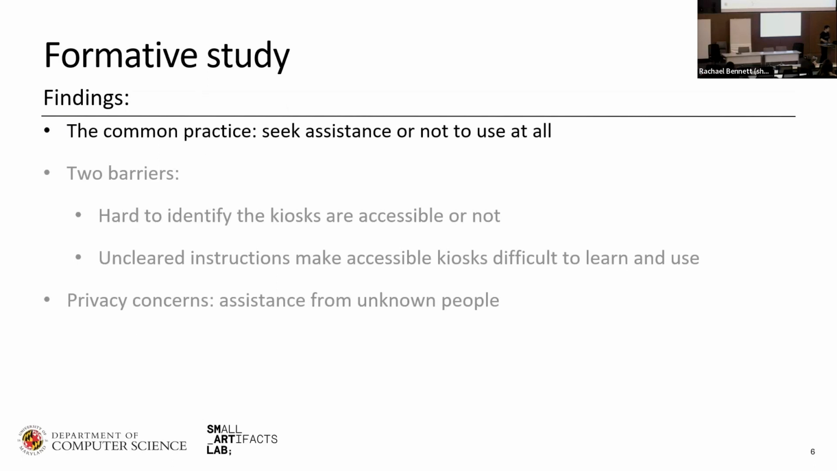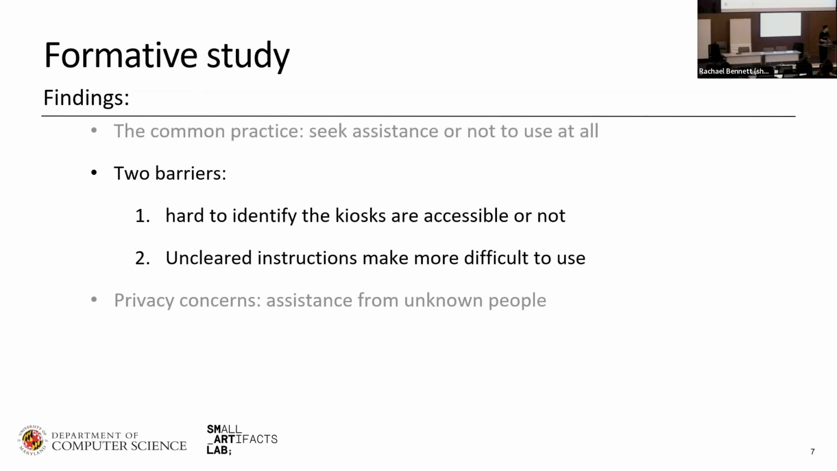Not surprisingly, all participants reported that they didn't use touchscreen-based kiosks. They either choose not to use them at all or seek assistance from sighted people. Participants mentioned 2 main barriers. First, it's hard for them to identify whether a touchscreen kiosk is accessible or not. Second, many existing kiosks are claimed to be accessible, but in fact, they are very difficult for blind people to use.